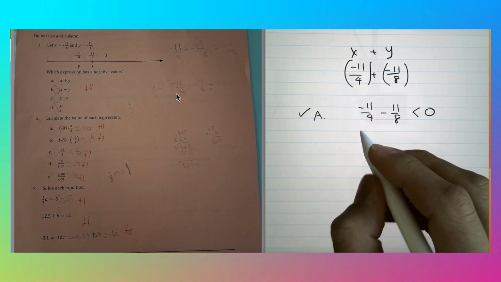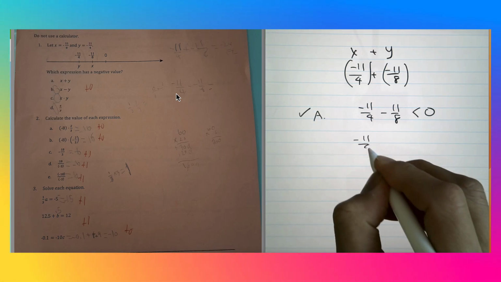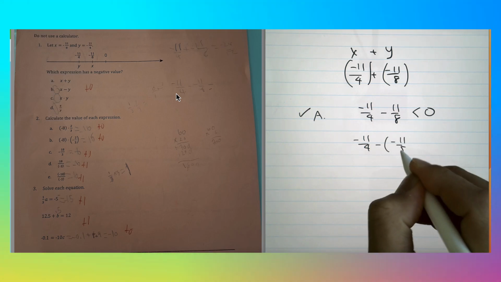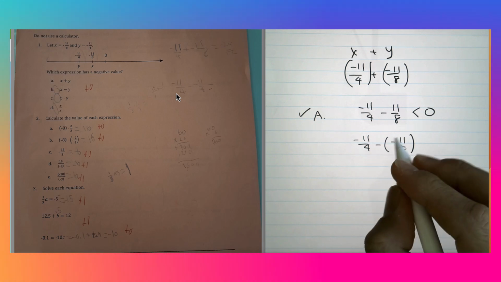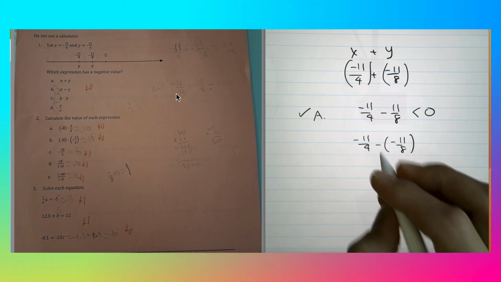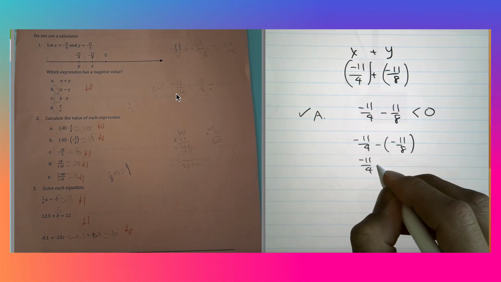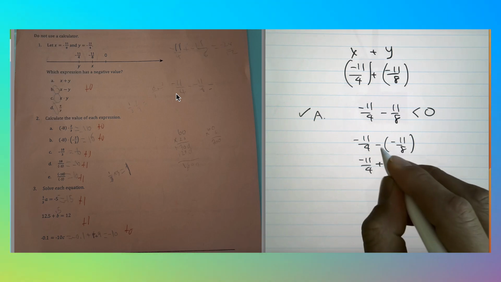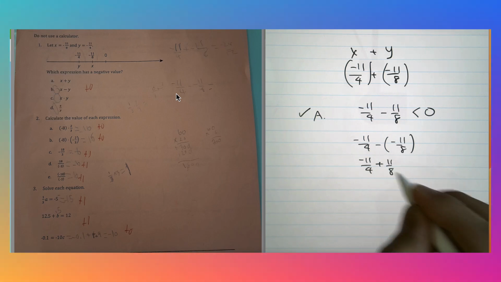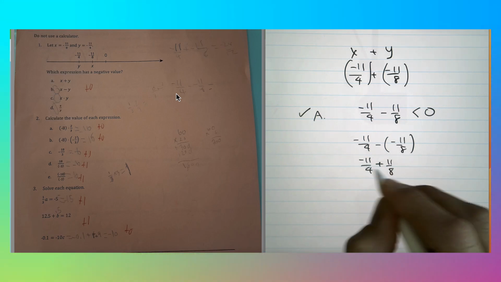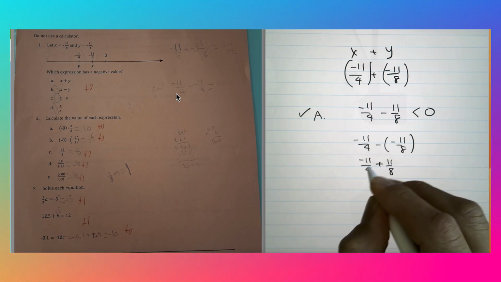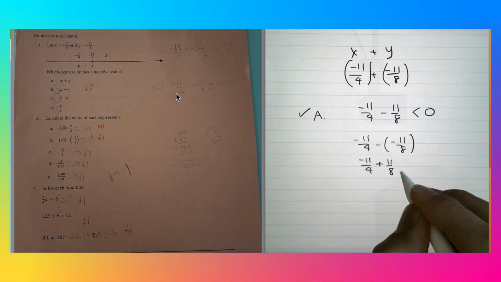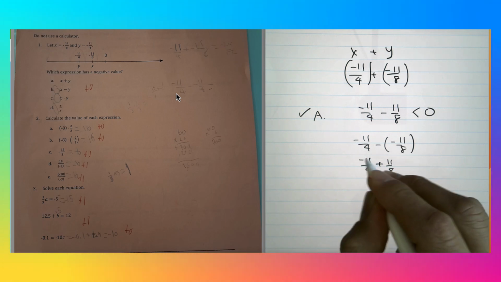B, x minus y. So when you say negative 11 over 4 minus negative 11 over 8, we have to determine which one is bigger in magnitude or size. Actually before I do that, let's just make it plus here, because minus times negative is positive. So which one is bigger? When you're dividing 11 over 8 versus 11 over 4, you get a bigger number.